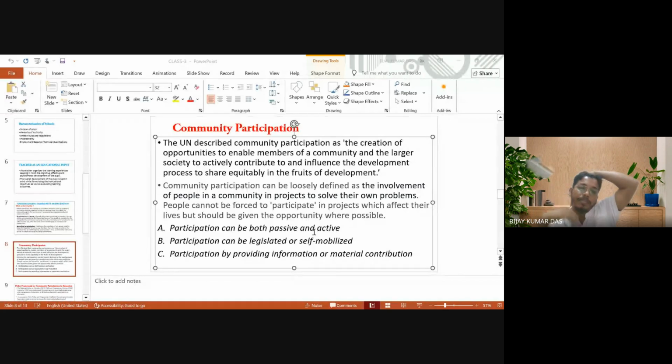In passive participation, people participate by being told what is going to happen or has already happened. For example, participation may be used to explain very rudimentary, very basic levels of consultation between agency staff and the community members. In active participation, people participate by forming groups to meet predetermined objectives related to their projects, which can involve the development or promotion of external initiative or social organization, through proper planning, decision making, execution of various activities. And we can say participation can be legislated or self-mobilized, participation by providing information or material contribution.